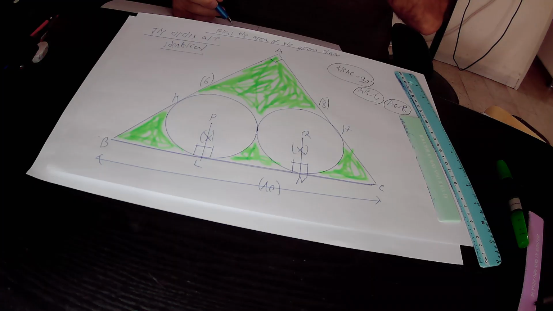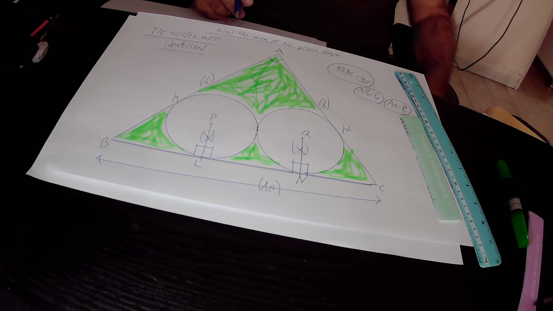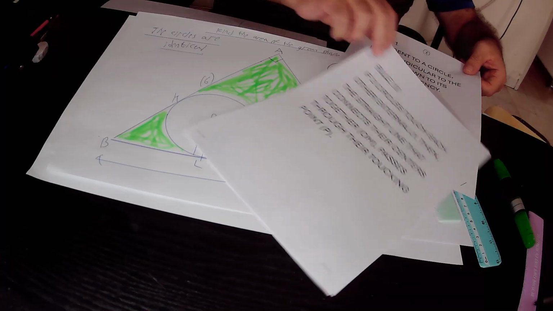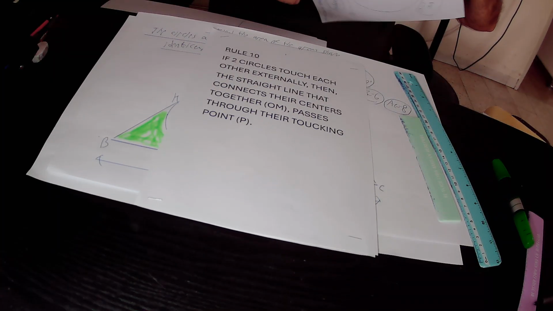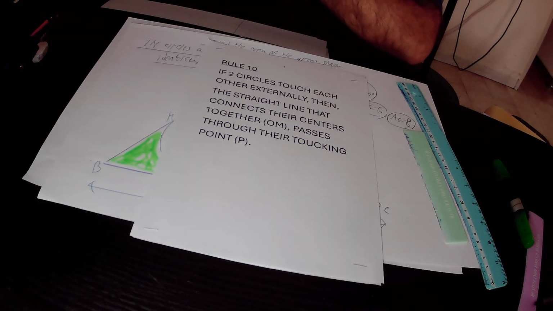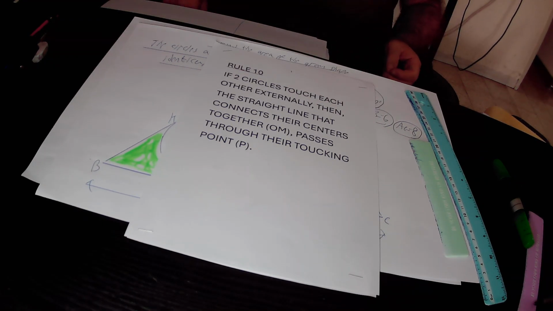In the next step, we implement rule 10 in our drawing. Let's quickly repeat rule 10. According to rule 10, if two circles touch each other externally, then the straight line that connects their centers together passes through their touching point.